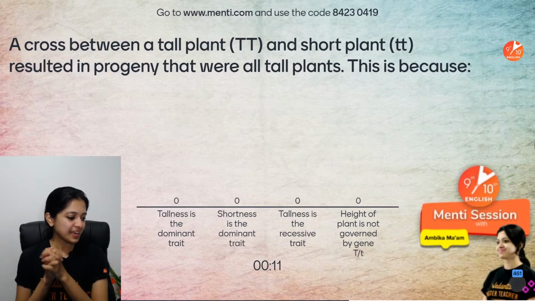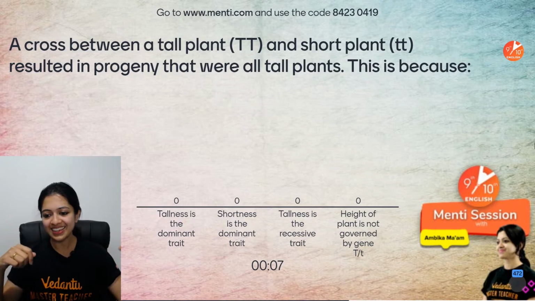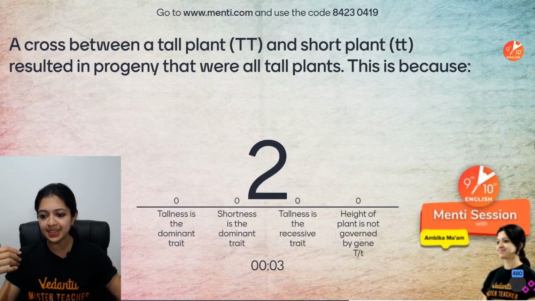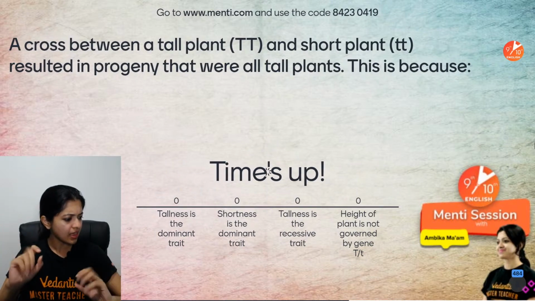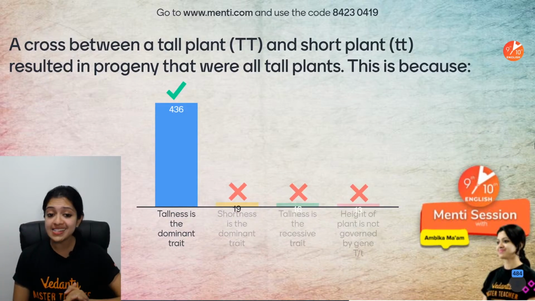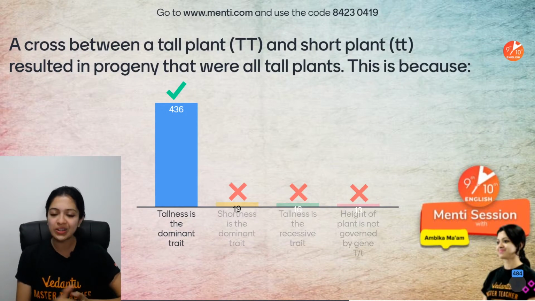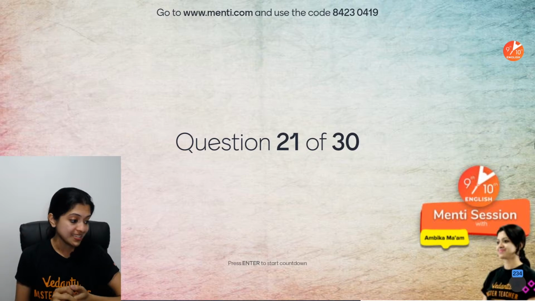Yes. Move ahead and give me the answer. As I was telling you, 500 people are attending the session, but 500 people are not giving me the answer on Menti. It seems a little mismatched. Strange. Okay. Good job. Tallness is the dominant trait, and that's exactly why all the progeny were tall. Good job on that. Children, Mendelian genetics is very, very important.